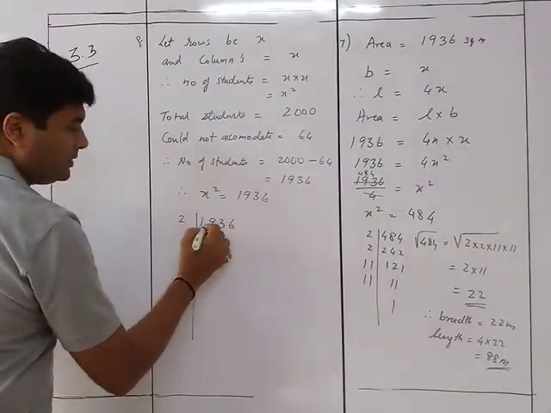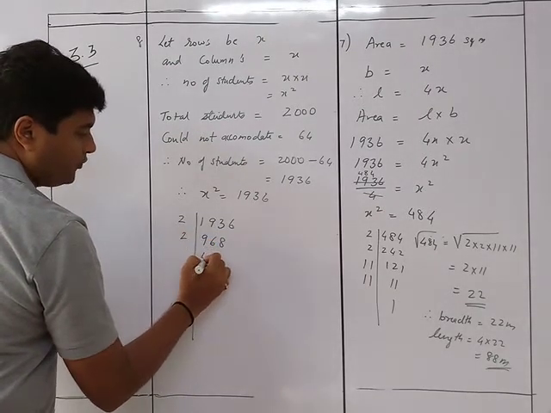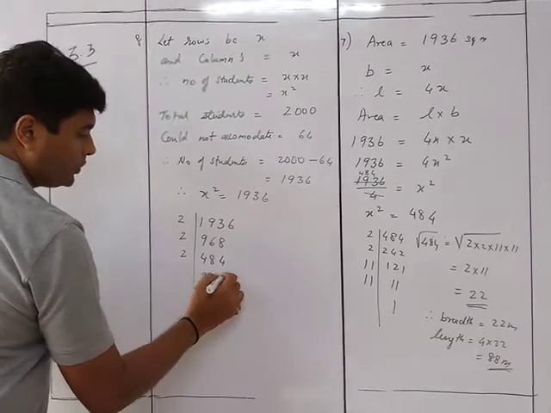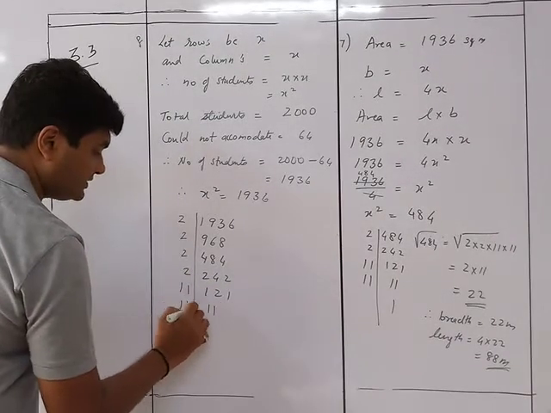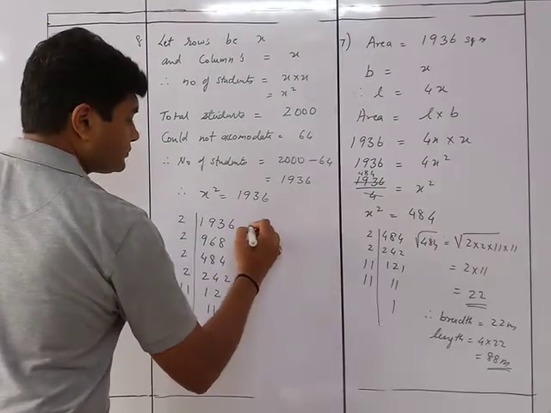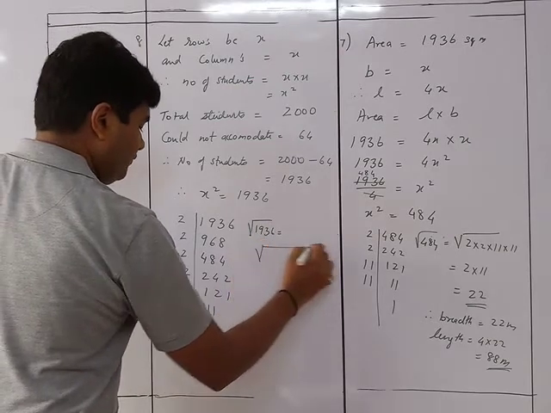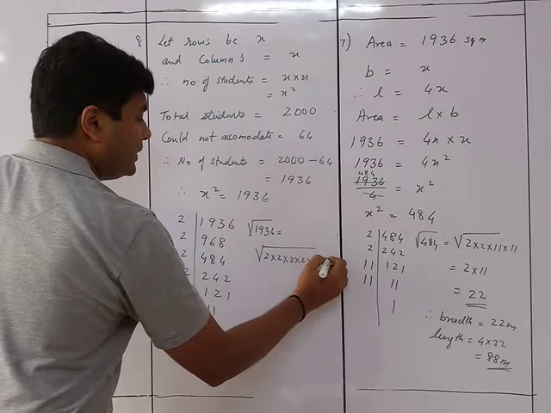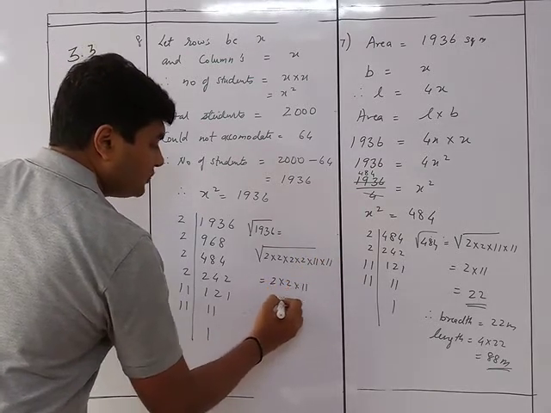So it will be 968, 484, 242, 121, 11, 11, 1. So that makes it the square root of 1936 is equal to the square root of 2 into 2 into 2 into 2 into 11 into 11. So it is equal to 2 into 2 into 11, that's 44.